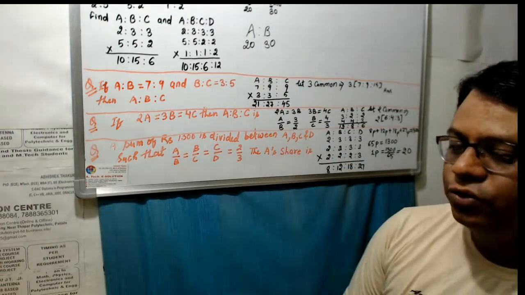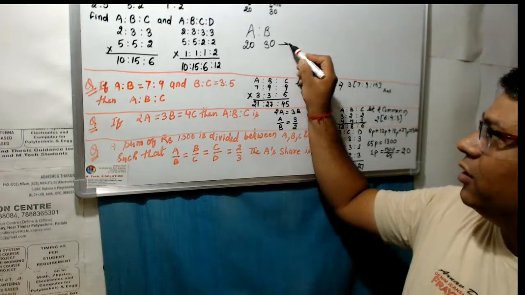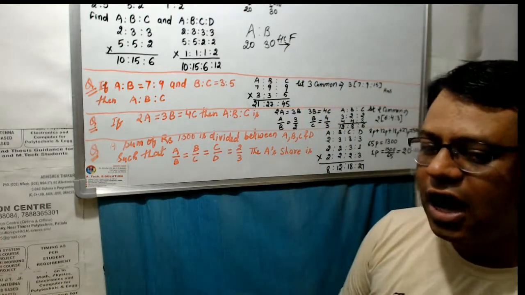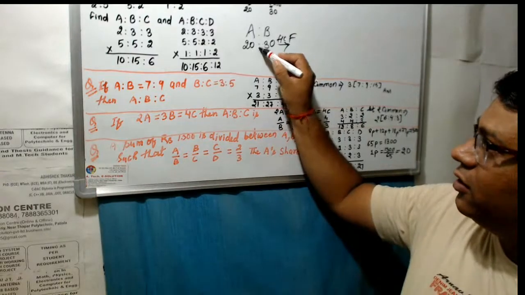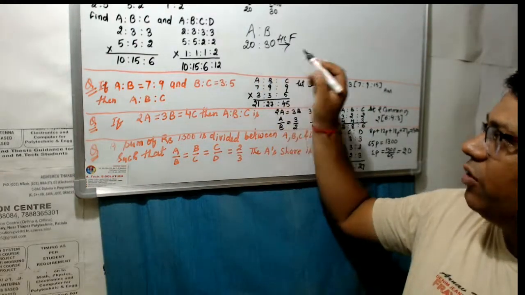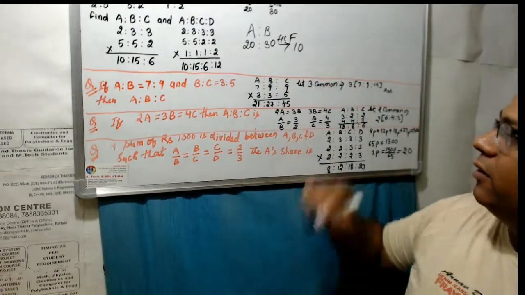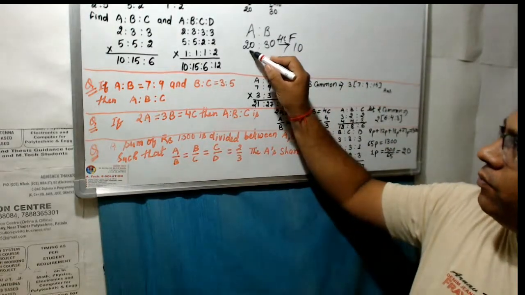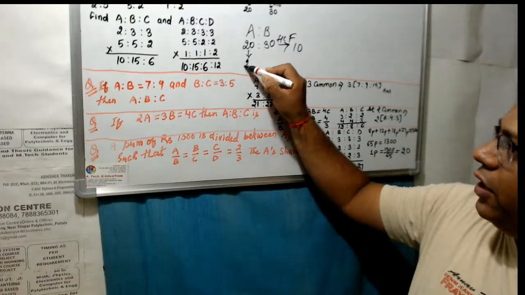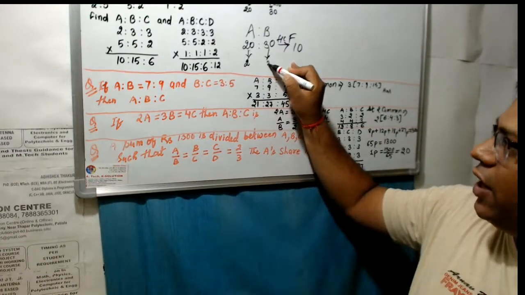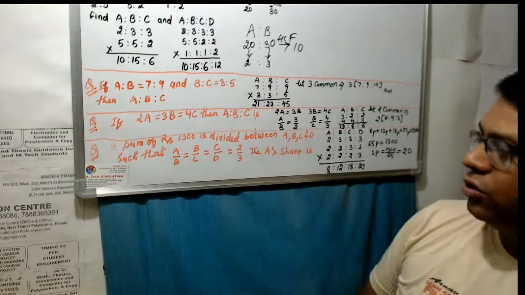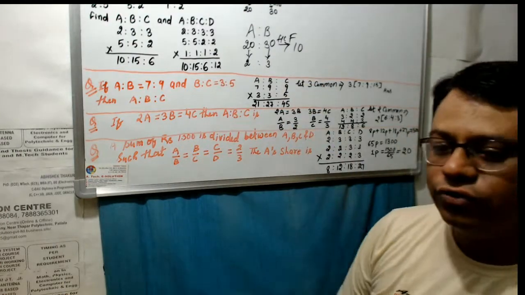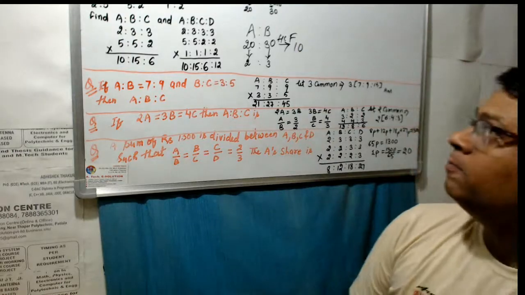we have to take the HCF. HCF is the highest common factor. The highest common factor is 10. So we get the value of 20 as 2 and 30 as 3. So 2 and 3 is the ratio of A and B.